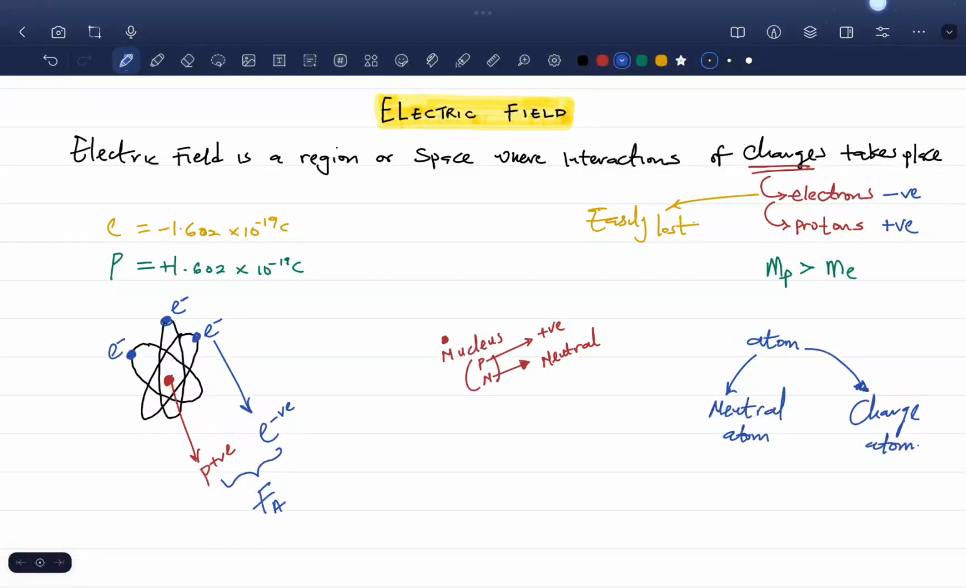Now, if we have a neutral atom, what kind of atom do we say is neutral? When an atom is neutral, we tend to believe it has neither a positive nor a negative charge. That is, in a very simple concept, this atom hasn't lost or gained electrons. That is, they maintain their nature.